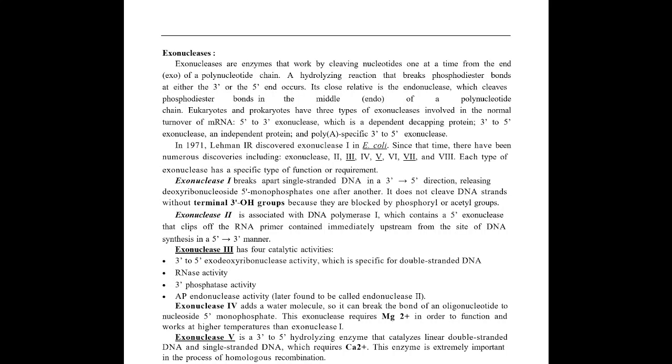Now exonuclease 1 breaks apart single-stranded DNA in a 3' to 5' direction, releasing deoxyribonucleoside 5' monophosphates. It does not cleave DNA strands without the terminal 3' OH group. That's about exonuclease 1. Then exonuclease 2 is associated with DNA polymerase 1, which contains a 5' exonuclease that clips off the RNA primer immediately upstream from the site of the DNA synthesis in a 5' to 3' manner.